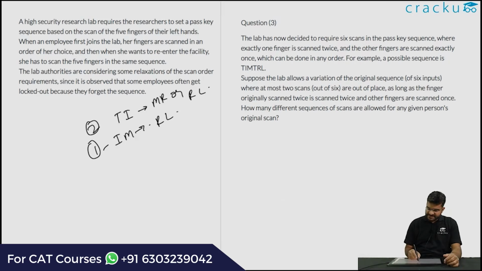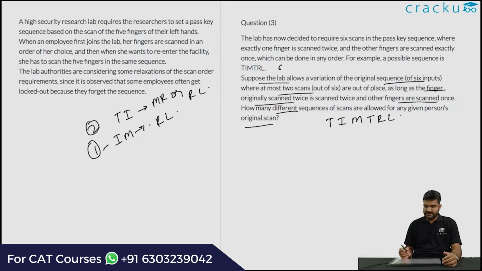Now in this question, suppose the lab is allowing, instead of 5, 6 fingers. That is, once you put in your 5 fingers, it is asking you to choose one more finger and scan it once. So now you have 6 scans. Now the lab is allowing for the original sequence of 6 inputs, where at most 2 scans out of the 6 are out of place, as long as the finger which is originally scanned twice is the same and the other fingers are also scanned once. Now how many different sequences of scans are allowed for the original scan? Again, to discuss this, let us assume that the correct original sequence is say TIMTRL.